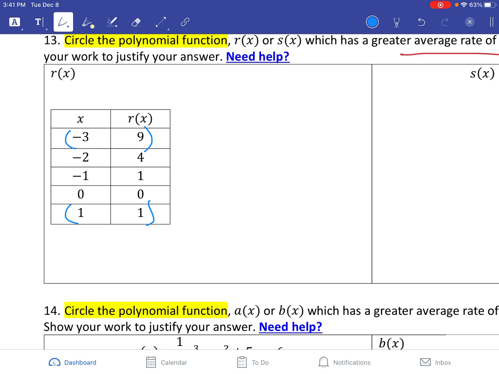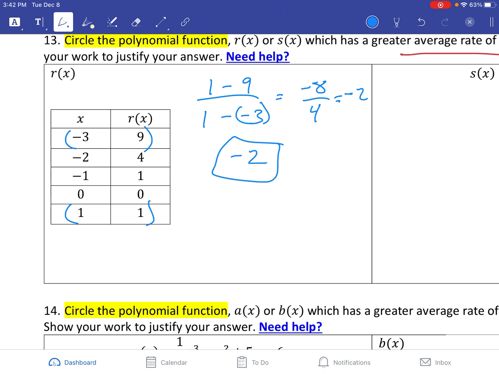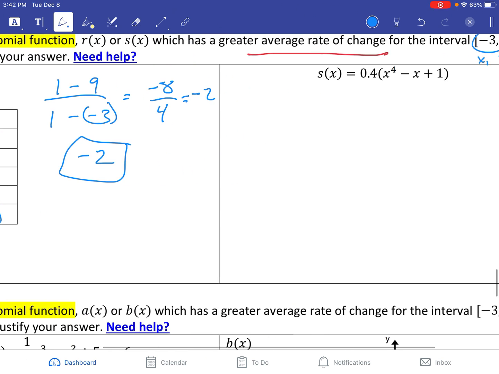This one. So those two that have parentheses around them are the points we're going to use to find the rate of change. It's again using that slope formula how we used before. So we have y2 minus y1 over x2 minus x1. So we're going to have -8 divided by +4, which gives us -2. So that is the slope for that rate of change.